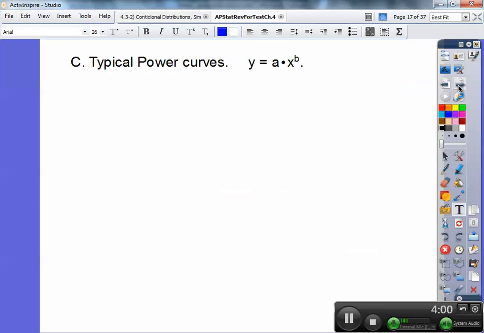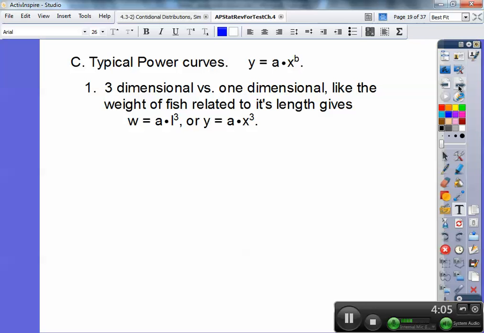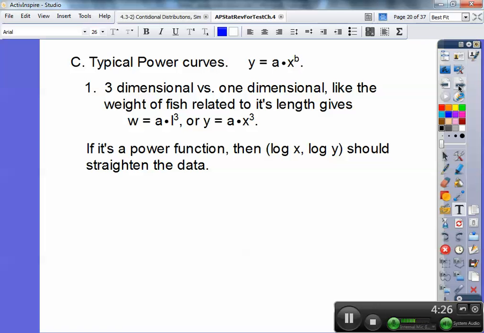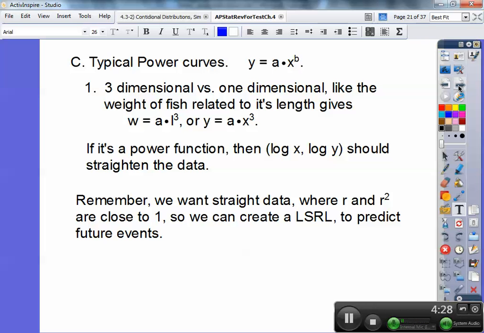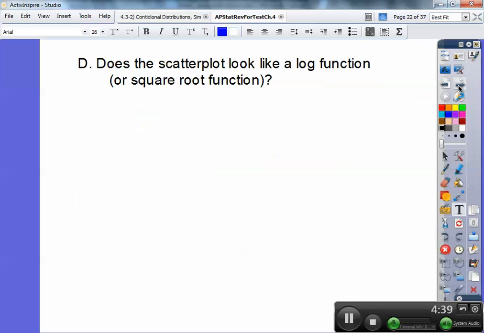All right, typical power curves are like three-dimensional versus one-dimensional, like that fishing example that I talked about. Like the weight of a fish, which is volume, in cubic units, and its length is just in units, you guys. So the weight equals the length cubed, or in calculator terms, y equals a times x cubed. If it's a power function, then log both the x and the y. Remember, we want to straighten your data out, so you can get an accurate least squares regression line where r and r squared are close to 1, and that'll help us predict future events.